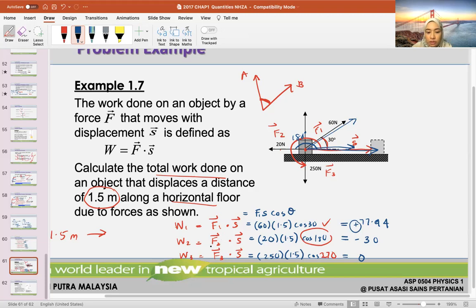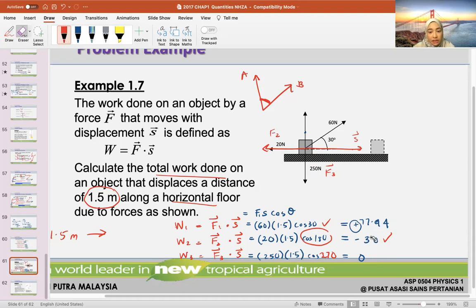But when we talk about F2 and S, F2 is going the opposite way of S. This is S and this is F2. So F2, dia ada komponen dalam sama axis dengan S, tapi terbalik. So this is why you get the negative sign. It is in the same axis, but it is in the opposite direction. For F3, it's going this way. Can anyone tell me why it's a 0?